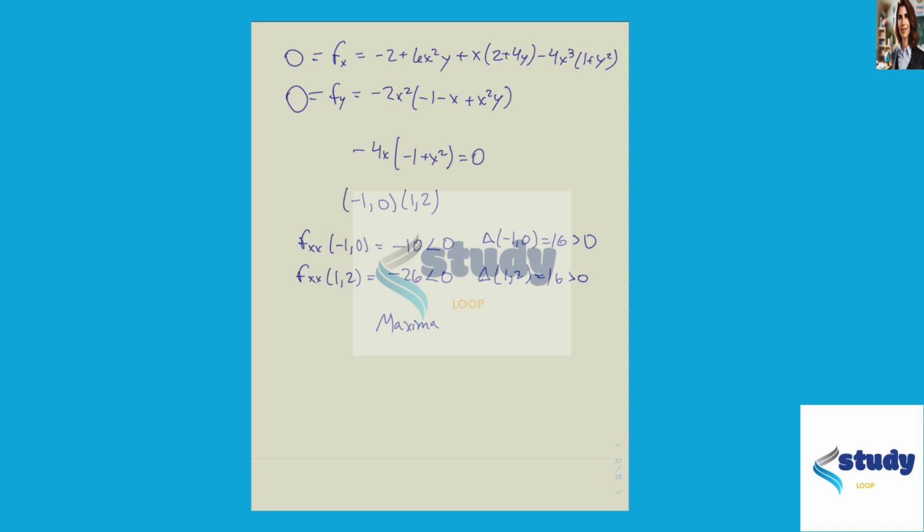We could graph this to show where those maxima are. It's going to look something like this. We have this figure right here, a sheet-like figure, but then there's going to be these maxima over at the points at negative 1, 0 and 1, 2.